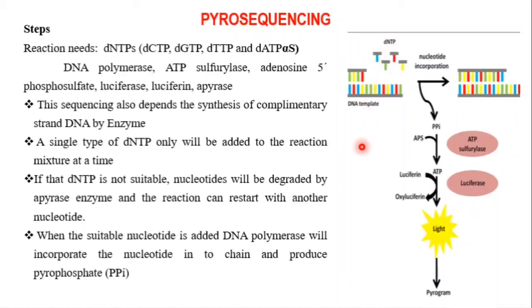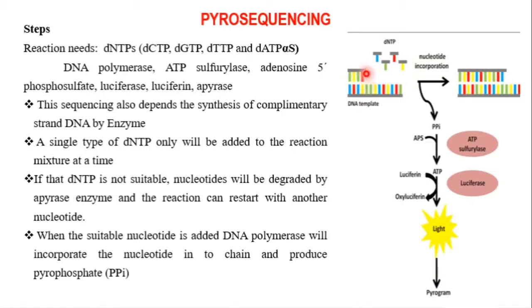So for example, we are adding dGTP. That time the reaction mixture only contains dGTP. And if that dGTP is suitable for the synthesis of this nucleotide, if it is complementary, G is complementary, then that G will bind here.